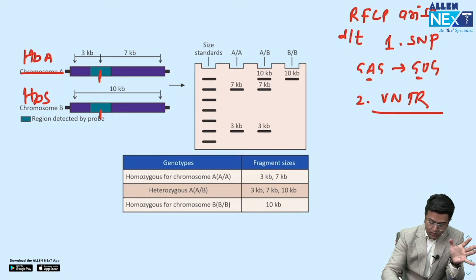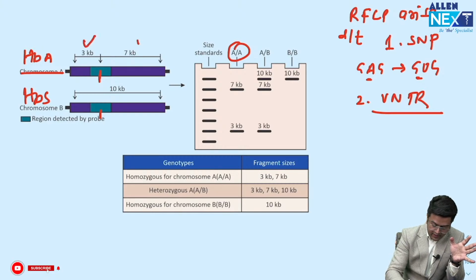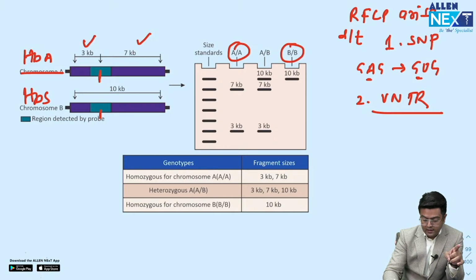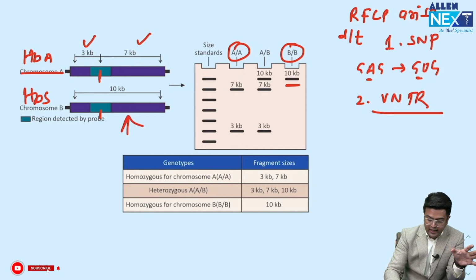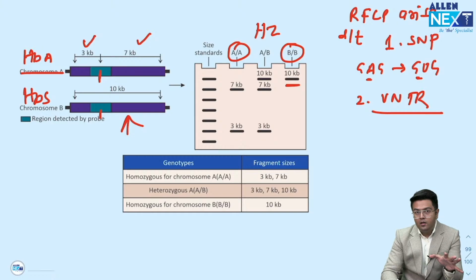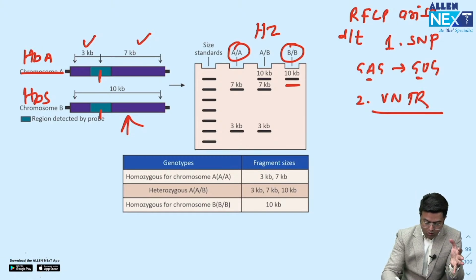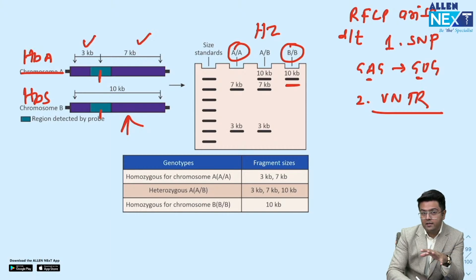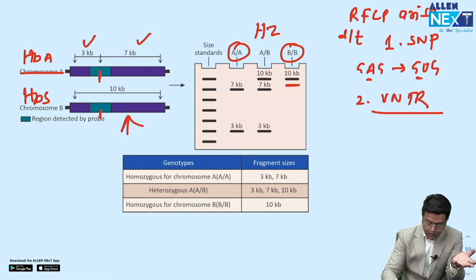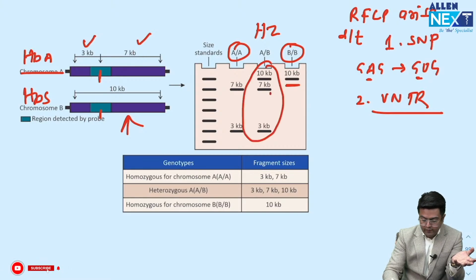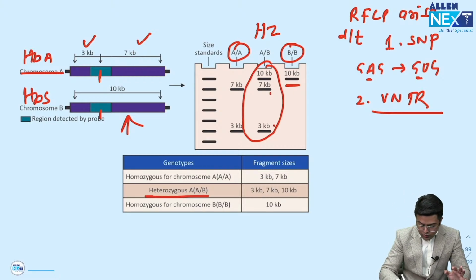The normal person will give me 7 and 3 kilobase fragments on the electrophoresis, right? And the patient of sickle cell disease will give me 10 kilobase, a complete fragment. And guys, if it is a heterozygous condition, a carrier, it will give me all the fragments, because on one chromosome the restriction site is not lost, but on the other chromosome the site is lost on the beta globin gene. So it will give me all the 3 fragments: 10 also, 7 also, 3 kb also. So this is the heterozygous condition.